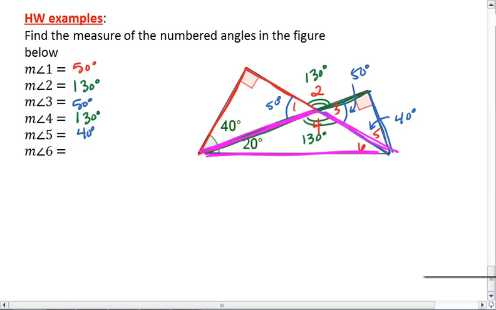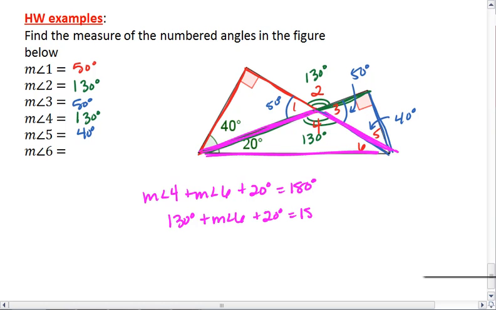Okay, in this pink color, I know that the measure of angle 4 plus the measure of angle 6 plus 20 degrees must equal 180 degrees. So since the measure of angle 4 is 130 degrees, I know that plus the measure of angle 6 plus 20 degrees equals 180 degrees. The measure of angle 6 plus 150 degrees equals 180 degrees. So the measure of angle 6 is 30 degrees. And that solves for all 6 of my missing angles.